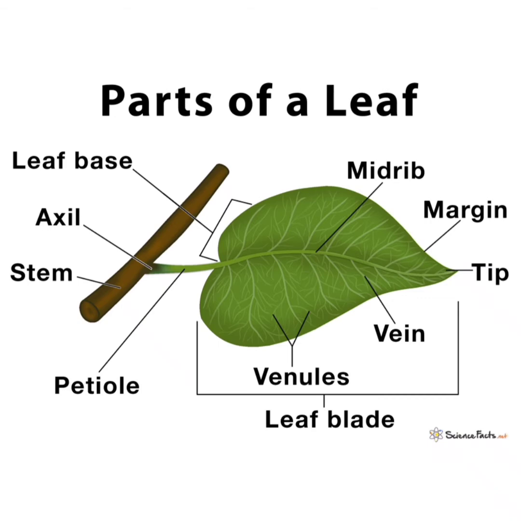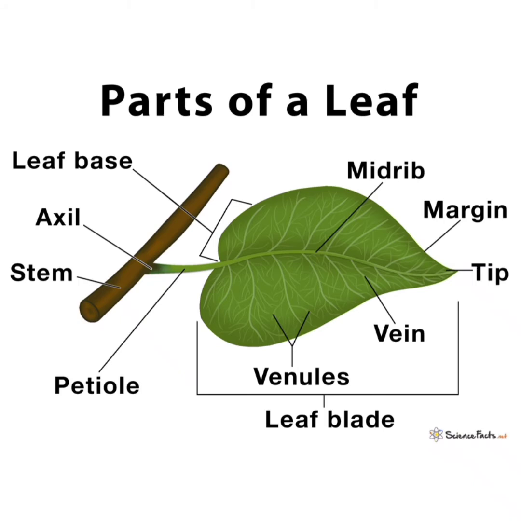The small line which runs through the middle of the leaf from the petiole or from the leaf base to the leaf tip is called midrib. And the other lateral lines which we observe on the leaf are called veins. All these parts of the leaf perform different functions.